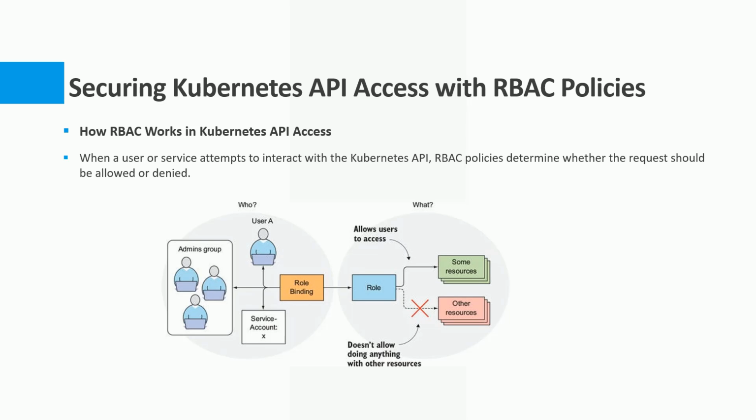So I hope you got some idea how RBAC works in the Kubernetes API. One more thing: suppose the service account X, which has the limited permission, tries to create a new pod in the development namespace, it won't be allowed. Suppose the service account tries to see the pods in some different namespace, it won't be allowed. So that's the beauty of RBAC.